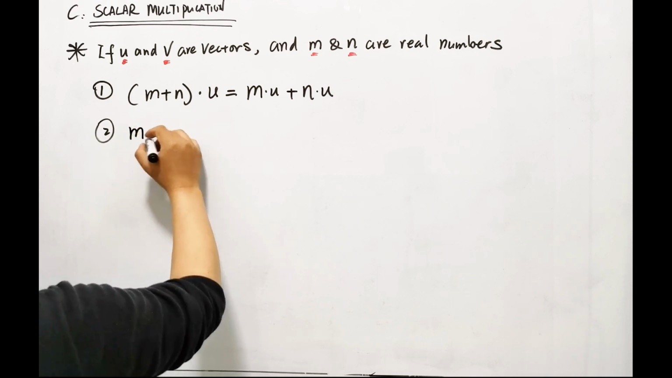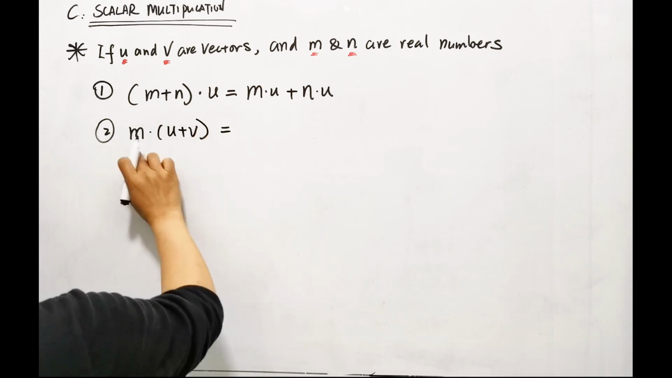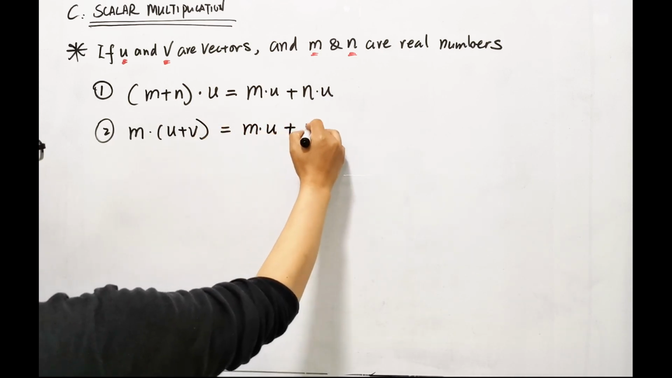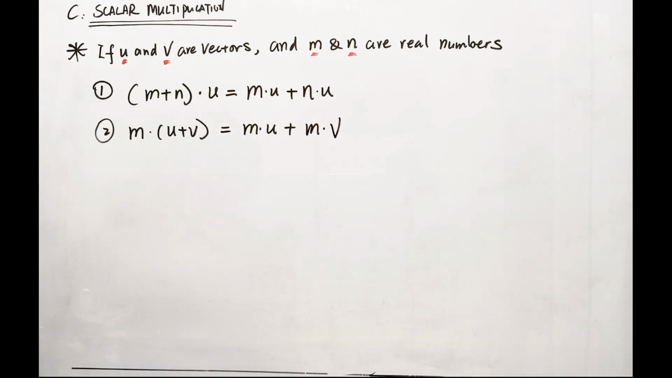So m(u + v), where m is a number, we can also bring them in and it becomes mu plus mv. Okay, so that is what we get. This is very important for the rules related to vector multiplication.